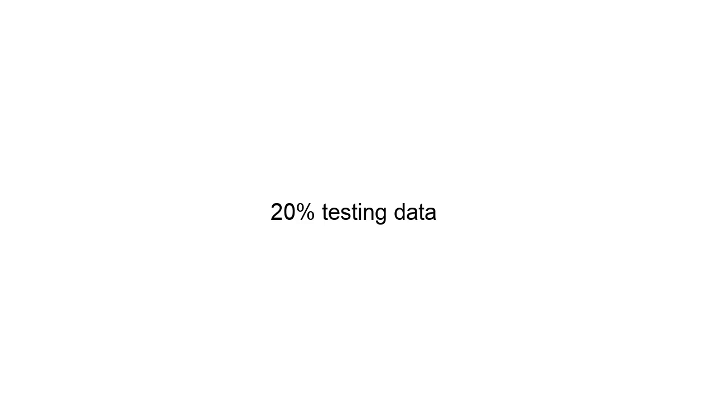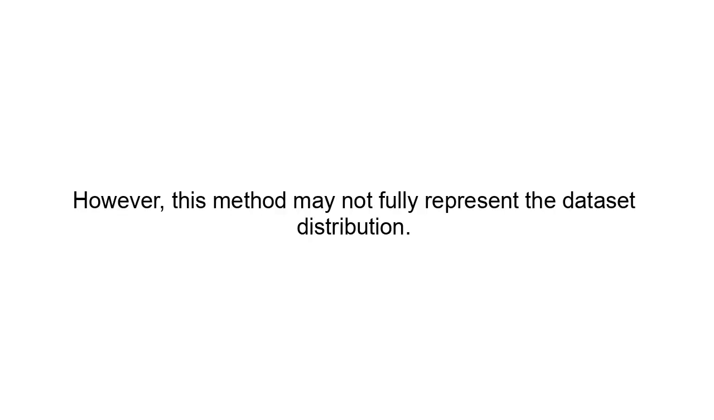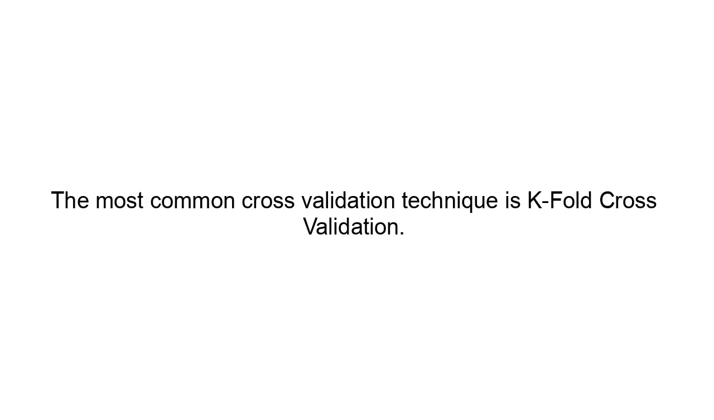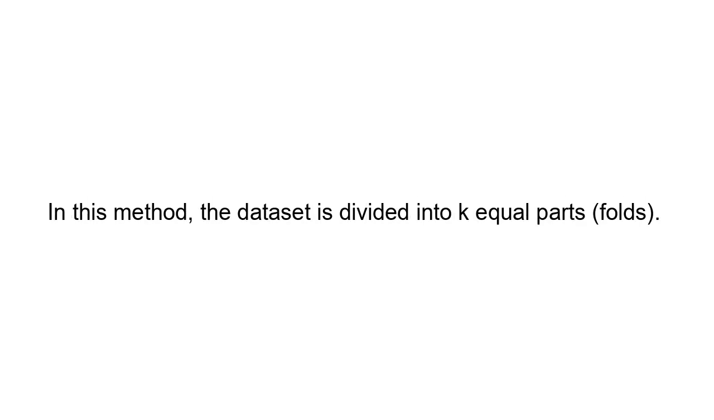K-fold cross-validation. The most common cross-validation technique is K-fold cross-validation. In this method, the dataset is divided into K equal parts, called folds. Example concept: dataset means split into K folds. Steps involved: split dataset into K folds, use K-1 folds for training, use the remaining fold for testing, and repeat this process K times. Each fold is used as the testing set once.